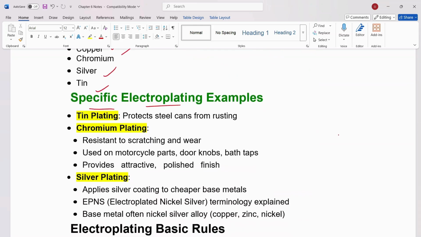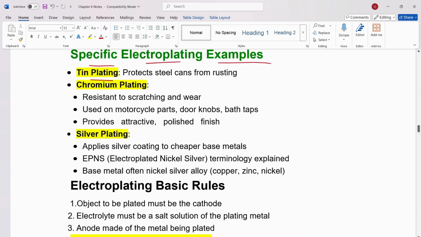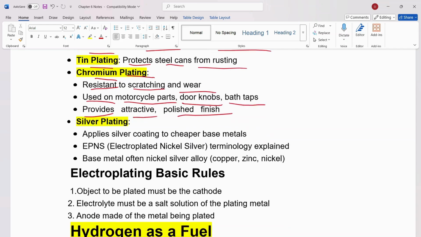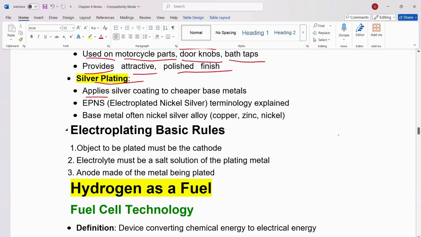Some specific electroplating examples include tin plating, which protects steel cans from rusting; chromium plating, with resistance to scratching and wear, used on motorcycle parts, door knobs, and bath taps, providing an attractive and polished finish. Silver plating applies a silver coating to cheaper base metals. Electroplated nickel silver (EPNS) terminology explained. The base metal is often a nickel silver alloy like copper, zinc, nickel.